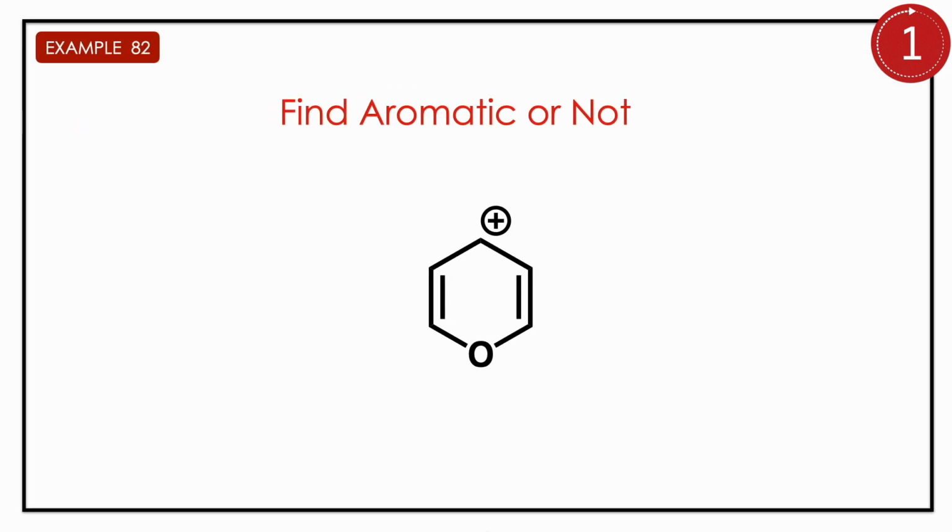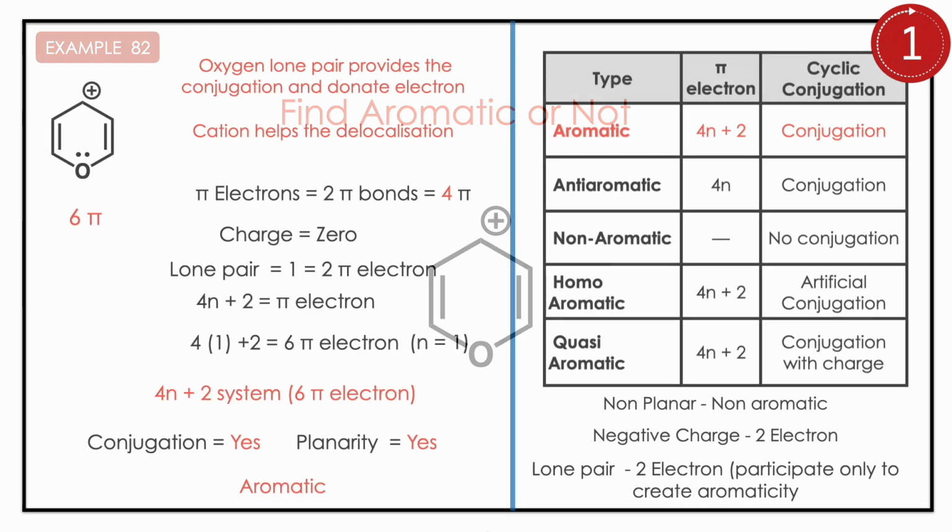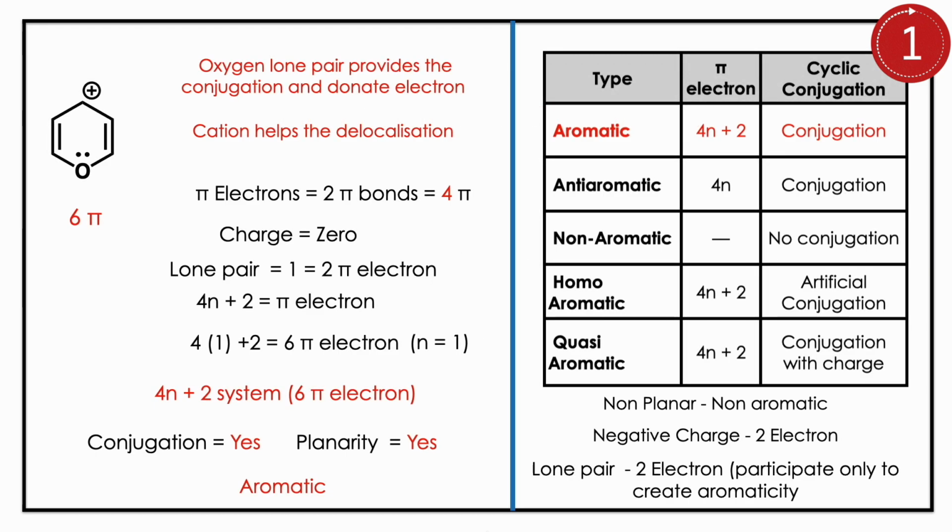Then the next example, you have a heterocyclic system with a pi bond, oxygen and a cation. You should find whether the given compound is aromatic or not. Here the compound is interesting because it has a lone pair and a cation. Both help for the delocalization. Further, the lone pair participates in the delocalization to create the aromaticity.